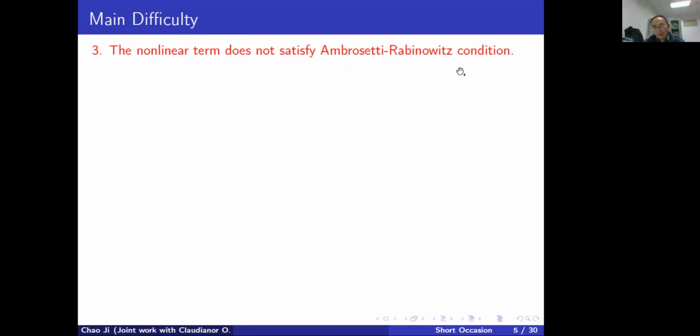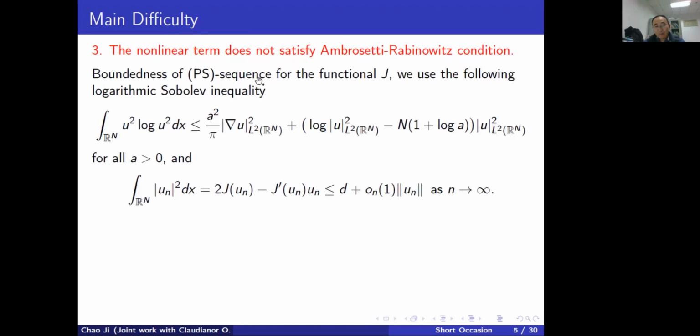The AR condition is important to verify the boundedness of the PS sequence, but our nonlinear term does not satisfy this condition. How to prove the boundedness of the PS sequence? We use the following logarithmic Sobolev inequality.